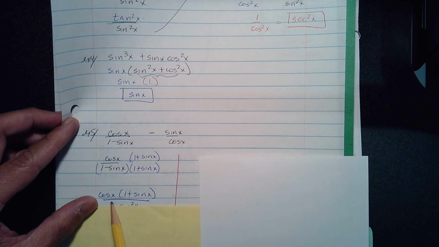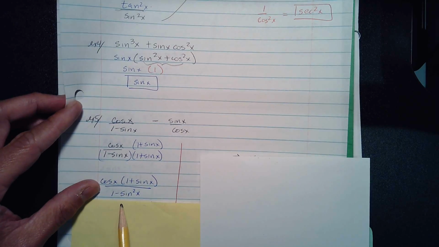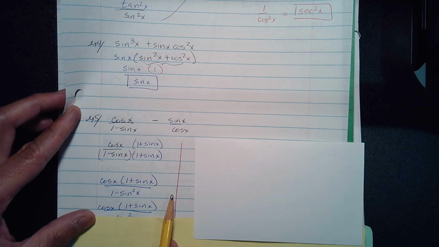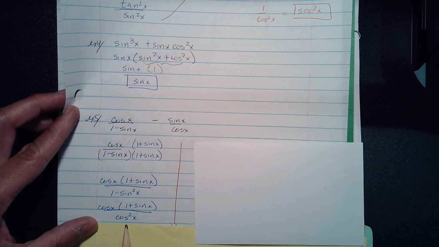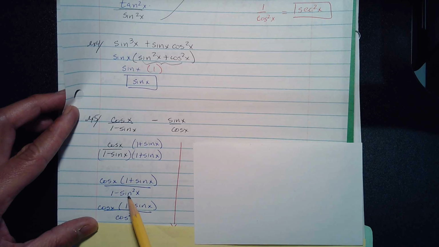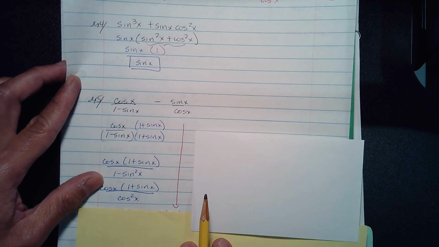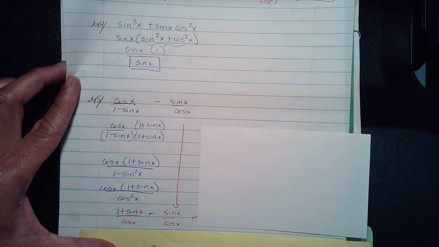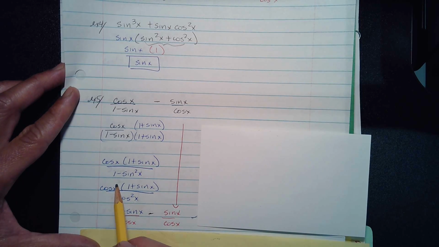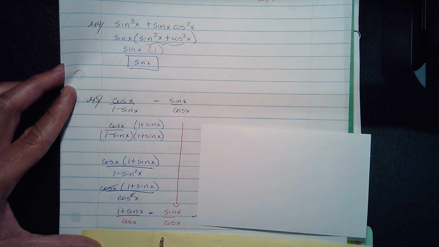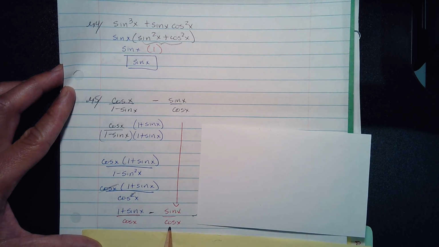So we have cosine x times the quantity 1 plus sine x over 1 minus sine squared x. 1 minus sine squared x is equivalent to cosine squared x. So I'm just working with the denominator. I bring this other part of the expression down. If you notice, cosine x over cosine squared x reduces to 1 over cosine x. Now we have a common denominator.